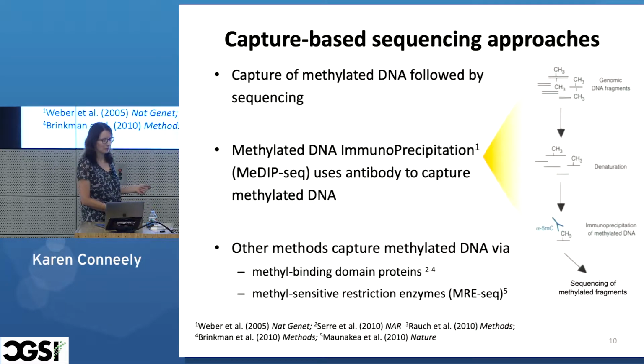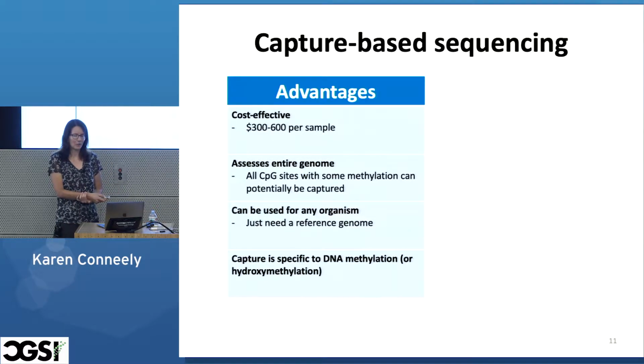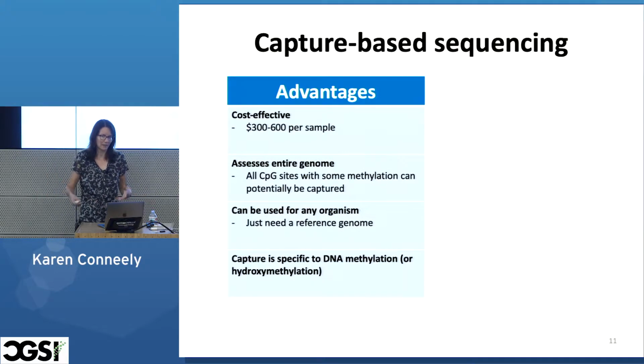And so in the example I showed you, it was using an antibody, but there are other methods to capture the methylated DNA as well. So some advantages of this approach: it's also quite cost-effective, a little bit more than arrays, but not that much more. It could potentially assess the entire genome. Anywhere there's methylation, it's going to potentially be captured. It can be used for any organism. You probably need a reference genome, but if you have a reference genome for your organism, you can completely use this method. And as I mentioned, it is specific to DNA methylation, or you can also use it to assess hydroxymethylation if that's the kind of thing you're into.